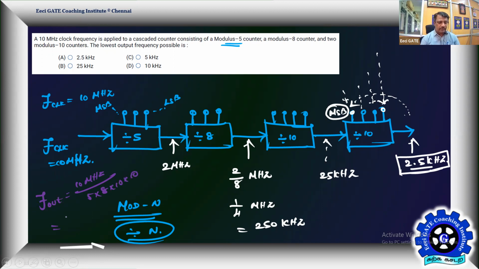If you go by the aptitude way, 5 times 8 is 40, and then it is going to be 4,000. So 10 power 7 divided by 4,000 is 10 power 4 by 4, so 10 by 4, and another 1,000 for the kilo. So 2.5 kilohertz is the answer. Yes, that's your answer for sure. That's a simple problem.